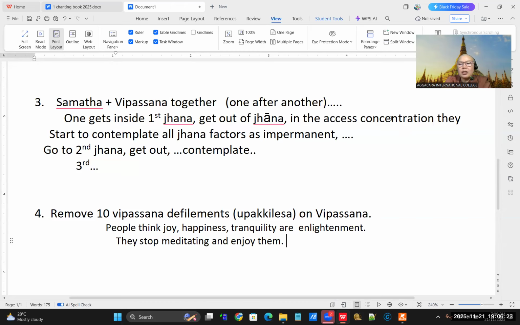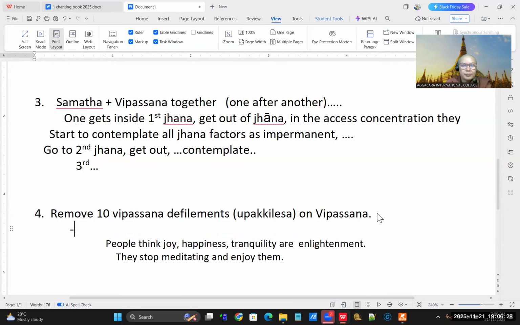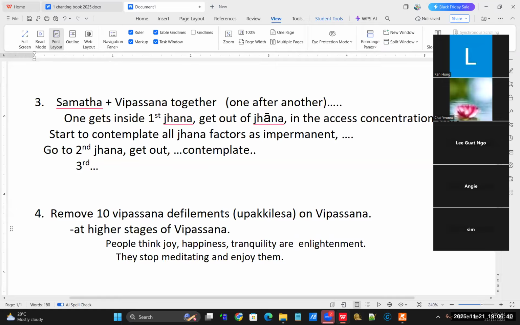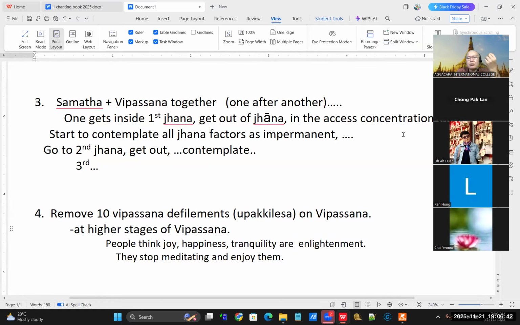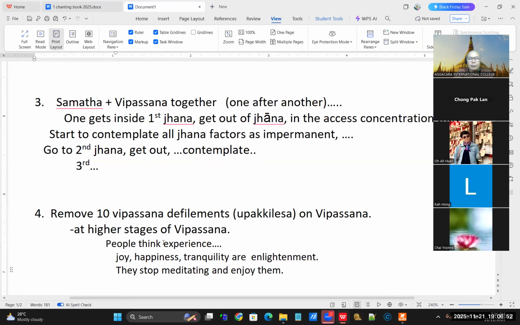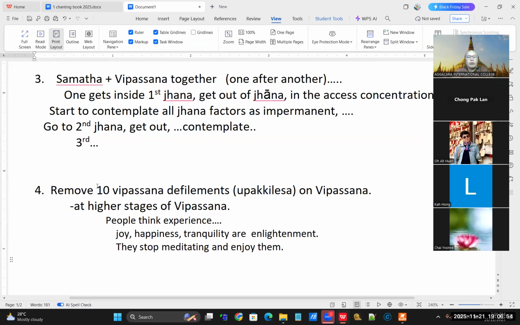So this is important. This happens at a higher stage of vipassana. If you are just practicing at the beginning, you don't get this at all. So when you practice, when your power is strong, and you have all these experiences, and you really think all these experiences are real or are enlightenment, so you stop here. When you stop here, if you are following the four parts, you have to remove them.